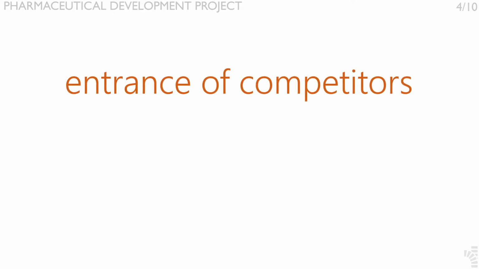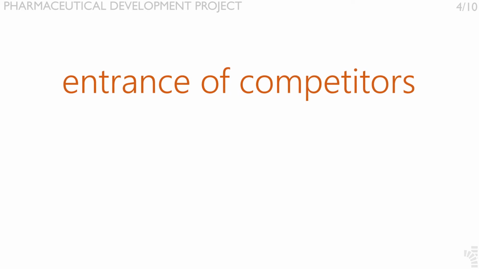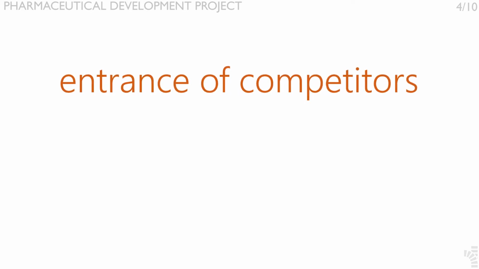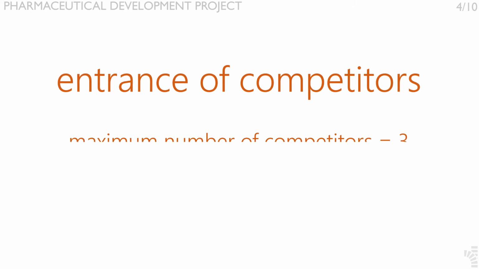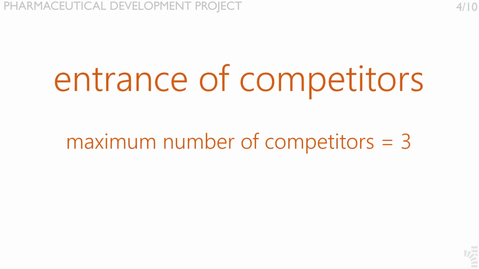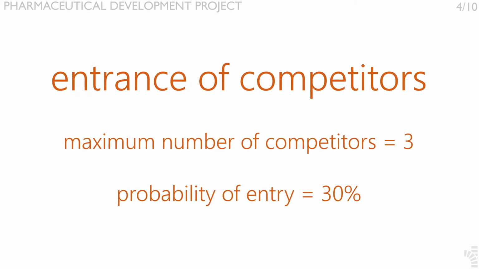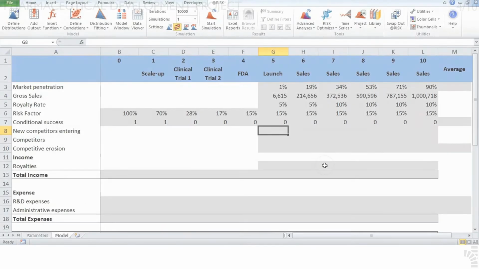Inserting competition effect to the cash flow model. Now we proceed to model the entrance of competitors on any given year, starting on year 5. Remember that we have established a maximum number of competitors at 3, and that the probability of entry for each additional competitor is 30%.